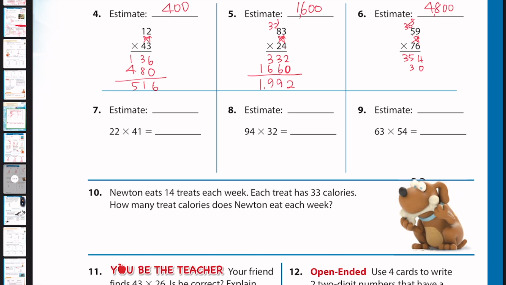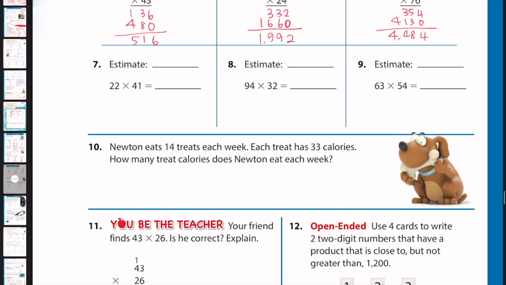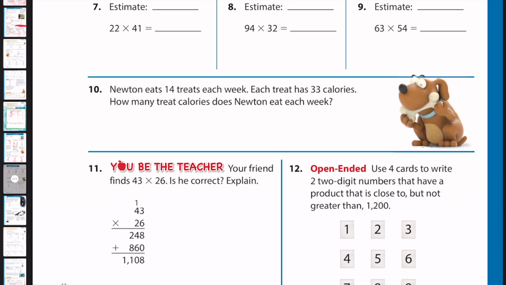So I'm going to carry 6 here. And 7 times 5 is 35. Plus 6 plus 35 is 41. And you add them all together, 4,484.